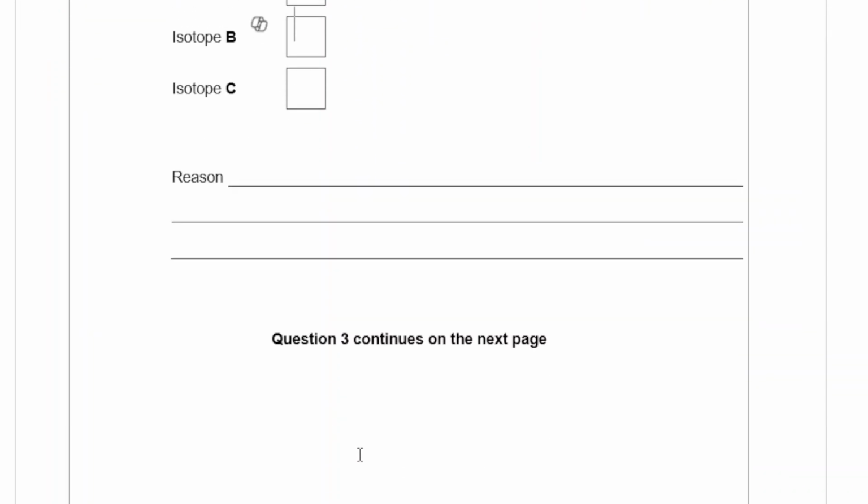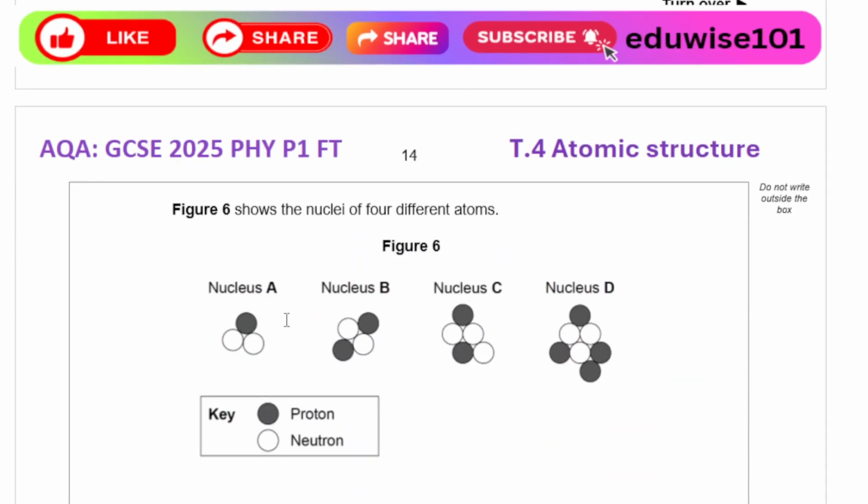Reason: it has the shortest half-life, or you could say the graph is also the steepest or decays the quickest.